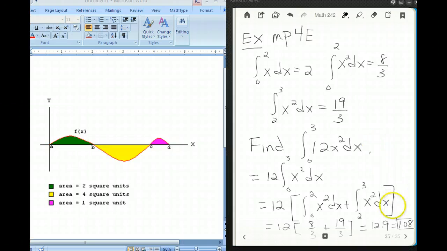That's how we can make use of these properties of the definite integral to calculate values. Notice we had to be given a bunch of this information. In the next section, we're going to figure out how to find these things without being told them. It's a really important theorem. But for right now, that's good.